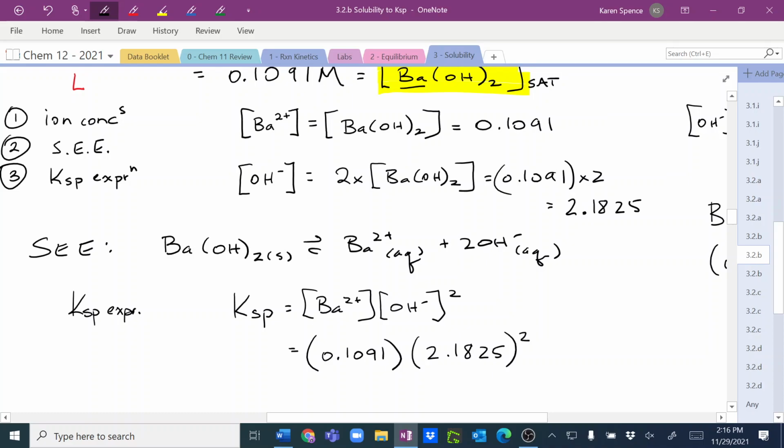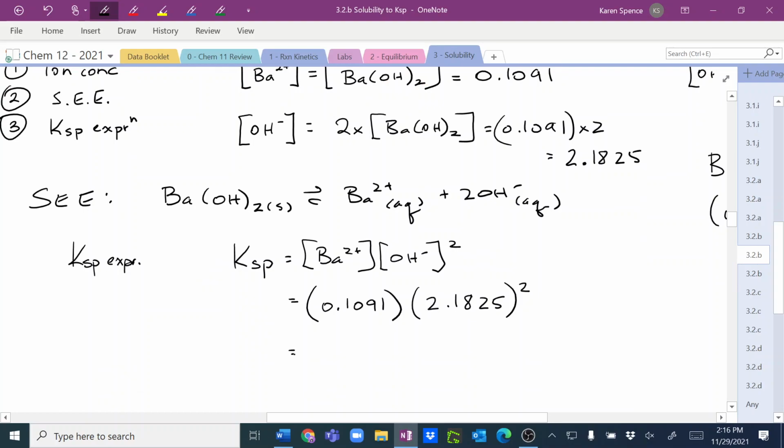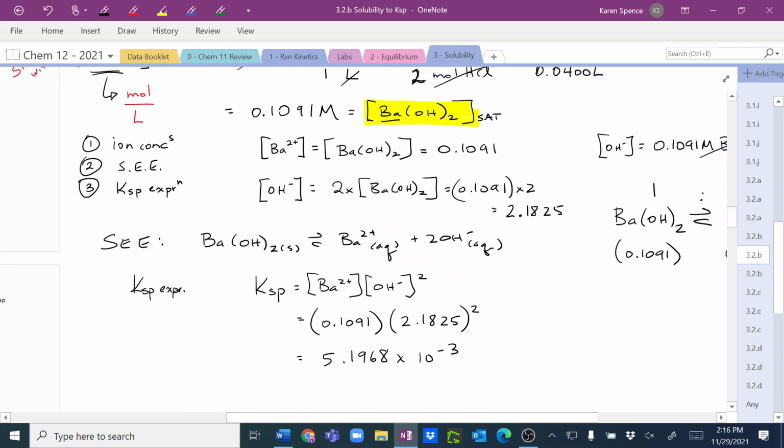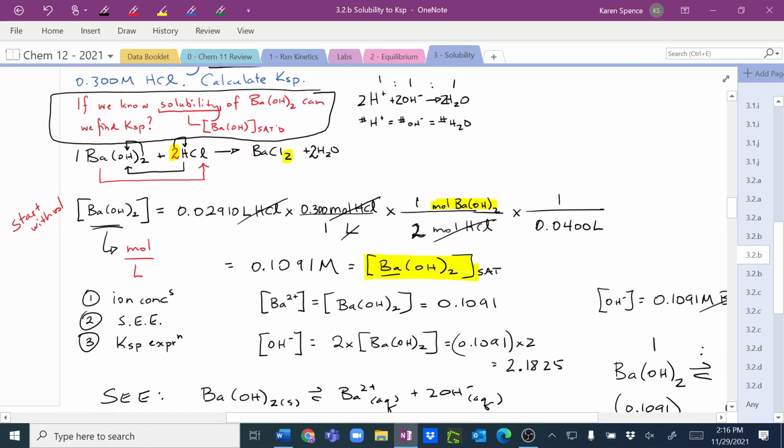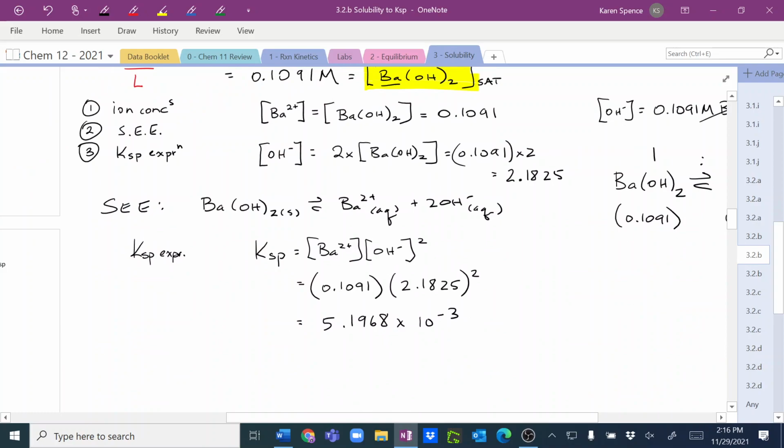There we go. And now we're going to square it. Squared times 0.1091, and we get 5.1968 times 10 to the negative 3. We would need to go back and look at our sig figs, which I think is 3, if I recall correctly. Yeah, all our molarities and all our volumes are 3 sig figs, so this is going to have to be 3 sig figs. So that will become 5.20 times 10 to the minus 3.